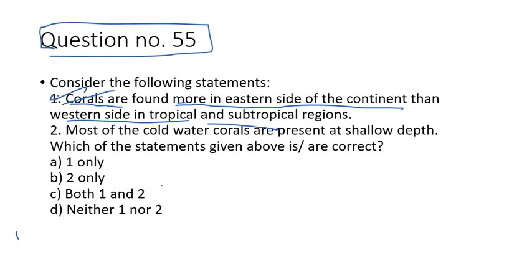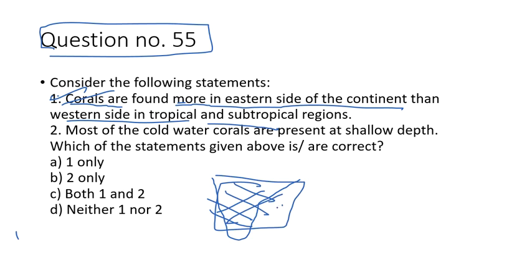Why? Look at this. Let us say this is a continent, a continental block, right? In any continental block, the western side has upwelling waters, right? So there would be upwelling on the western coast. So the western side of any continent is not stable for the growth of coral, while on the eastern side there would be no upwelling, so this side is stable.